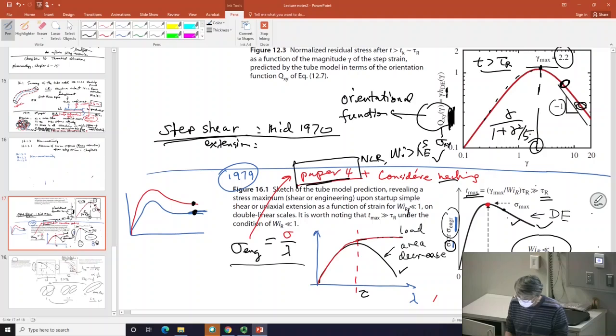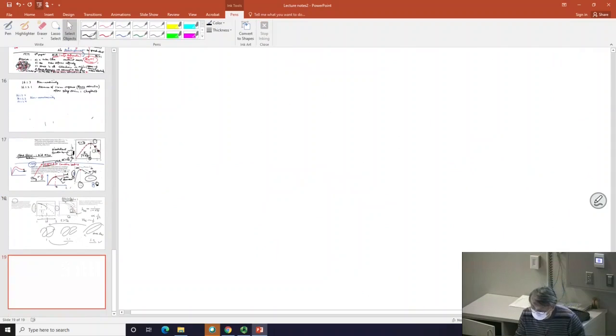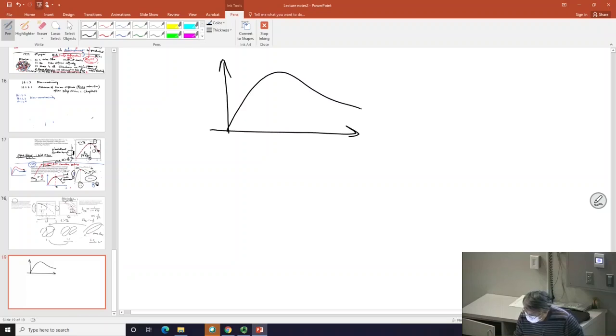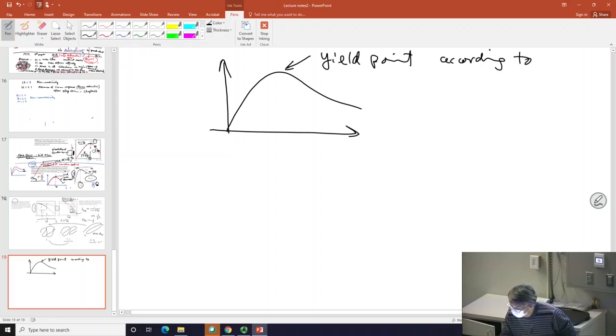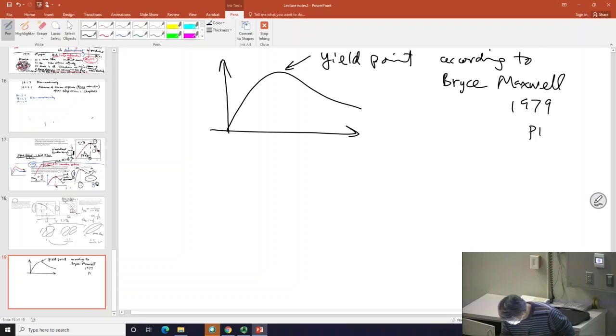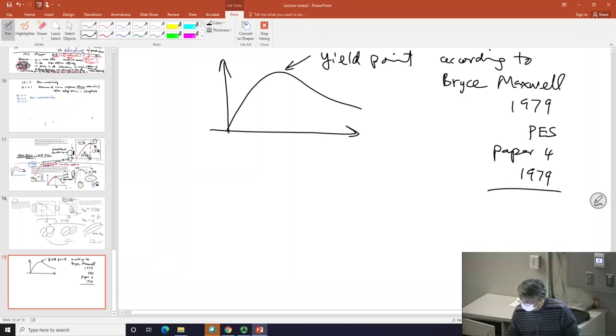But let me summarize. The tube model, summarized in the language that we all know today, says that this overshoot is the yield point. We didn't know he proposed that, but according to Bryce Maxwell, in the same year, I think it was in Journal of Polymer Engineering and Science, I could be wrong, but it's cited in our book. And it's the same time a fourth paper was published, also 1979, which speaks nothing but over-orientation as the origin of overshoot.